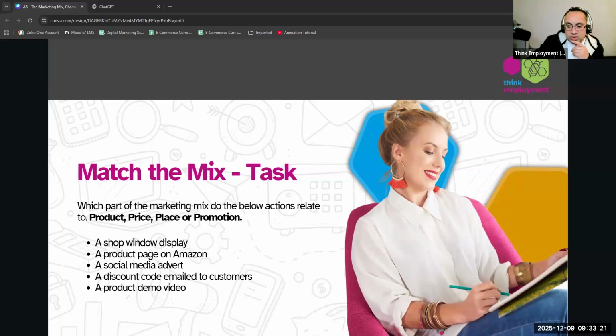Okay, so we've got promotion, discount code, but not sure, I guess, with a question mark. A shop window display, place. A demo video, promotion. So you've got various answers there. So what I'm going to do now is explain which one's which, okay? So a shop window display, which one do you think that is? Let me ask Marina, which one do you think that one is?